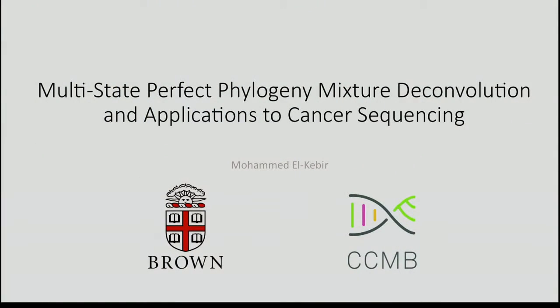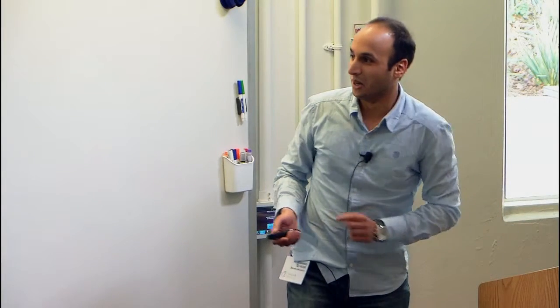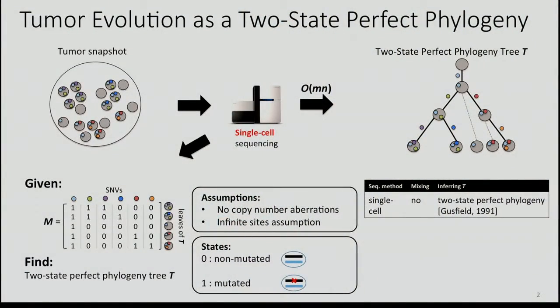So I'm going to talk about a perfect phylogeny mixture deconvolution problem and how we can apply this problem to cancer sequencing data. So I just quickly want to start by reviewing some of the things we've seen earlier this week. So a tumor is a mixture of heterogeneous cells that have different complements of mutations. And if you were to sequence each of these cells individually and also assume that there are no copy number aberrations, then we can represent our input as a matrix, a binary matrix M. The rows of this matrix correspond to individual tumor cells, and the columns correspond to SNVs.